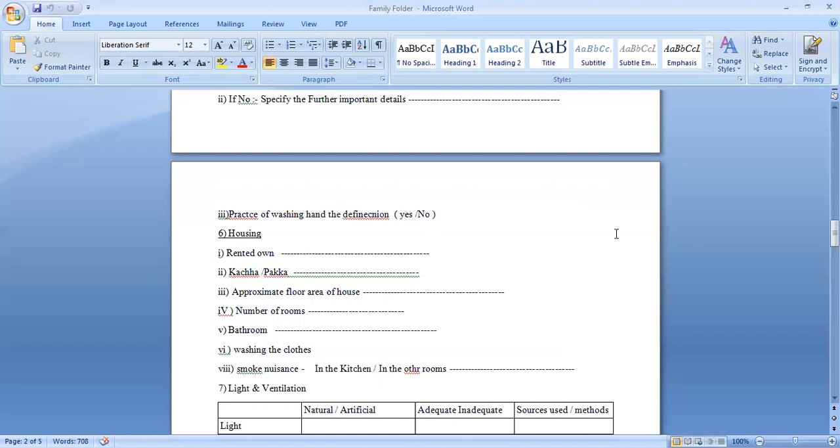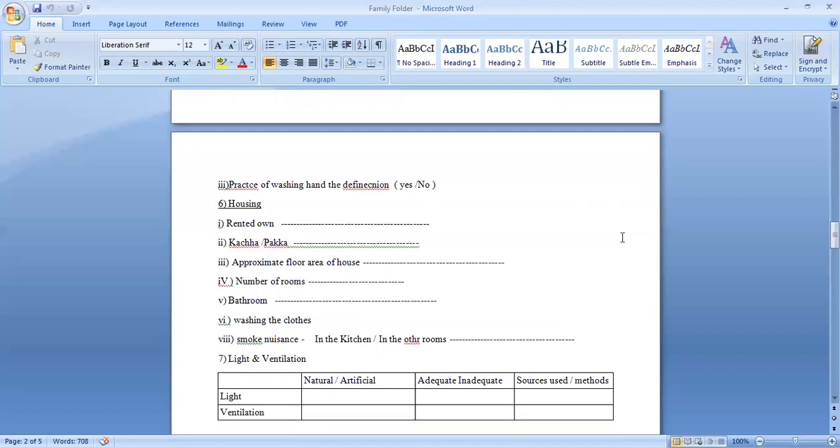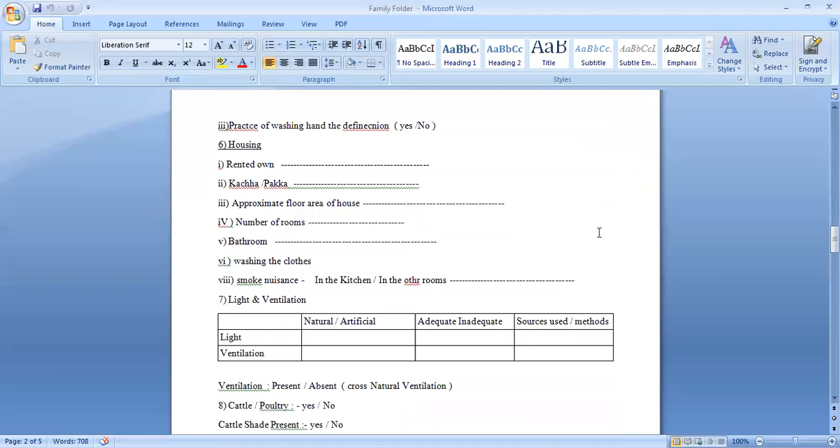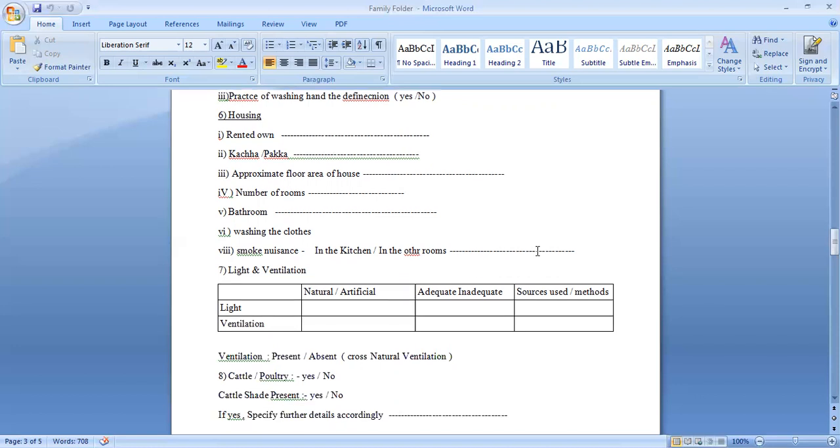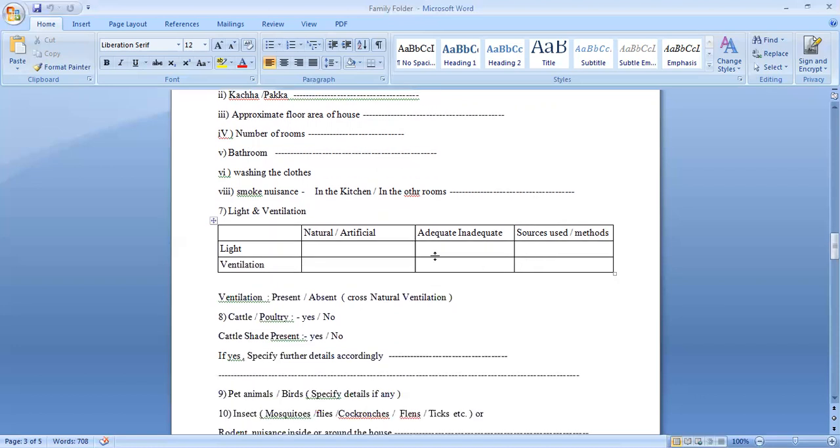Then the housing, whether the house is rented or their own, whether it is kacha or pakka, the approximate floor area of the house, then the number of rooms present, the bathrooms, then washing of the clothes, whether there is any separate place provided for washing the clothes. Then what type of kitchen is there, whether there is a smoking nuisance in the kitchen or in the other rooms, what type of fuel they are consuming for cooking purpose. All this you have to study and mention it here.